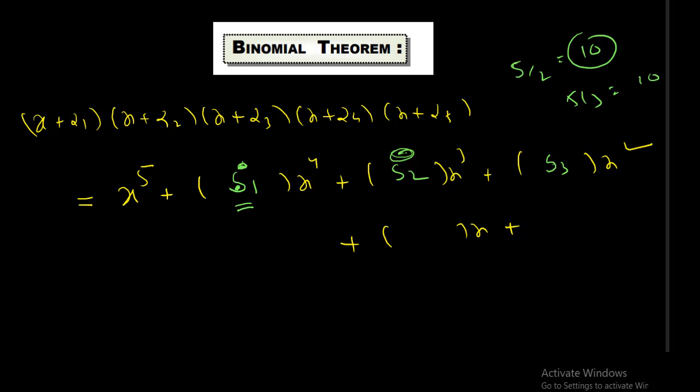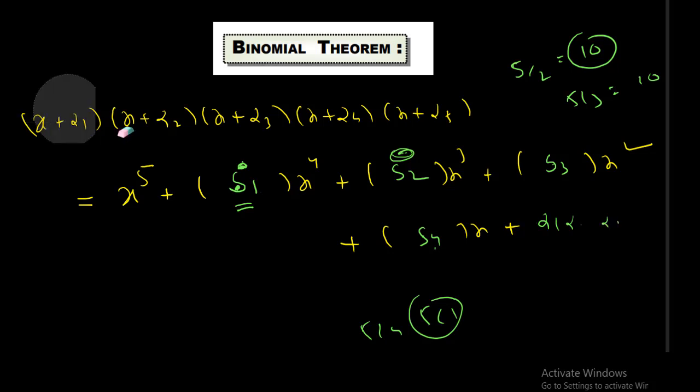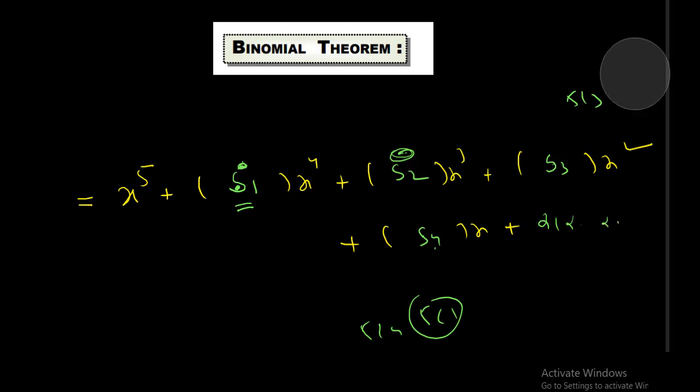S3 means sum of zeros taken 3 at a time. So here S4 means 5C4. The 5C4 value is the same as 5C1, only 5 times here. Okay, here 5C5, that is 1. What is that last one? Alpha 1 into alpha 2 into alpha 5. In this way, you can expand these 5 brackets, students.